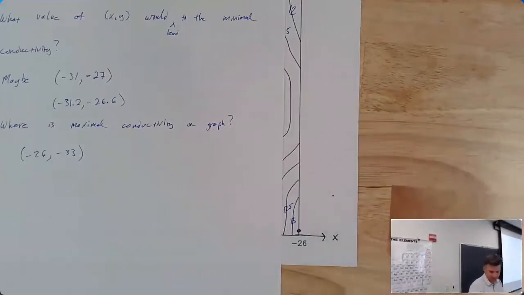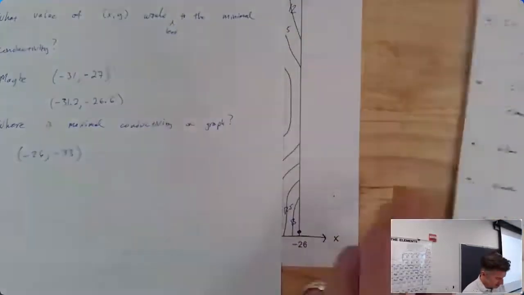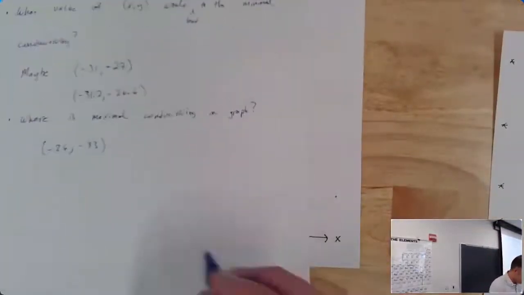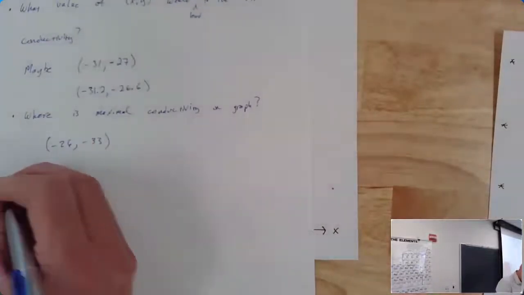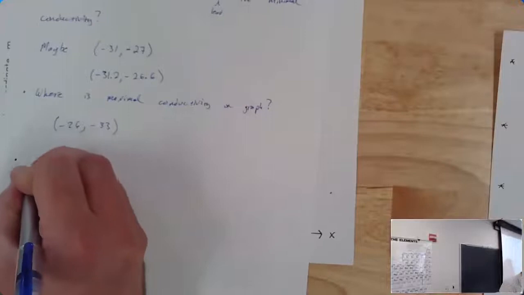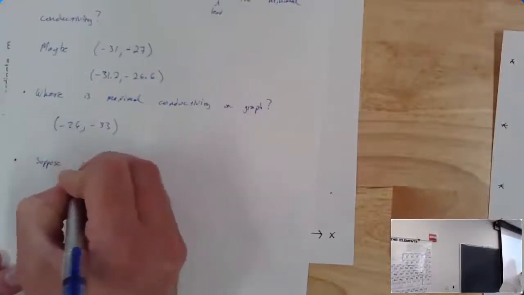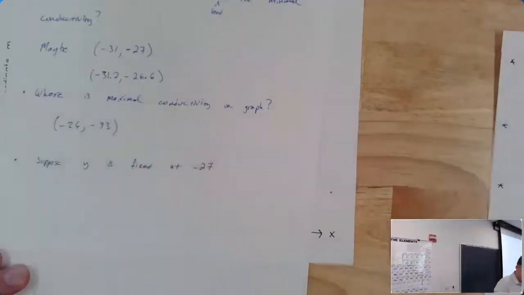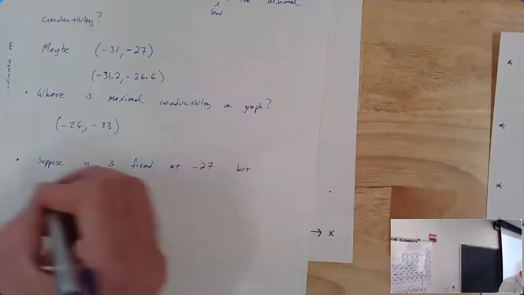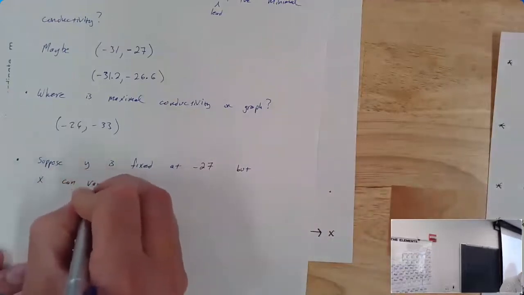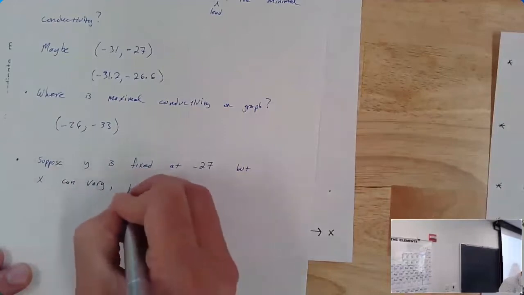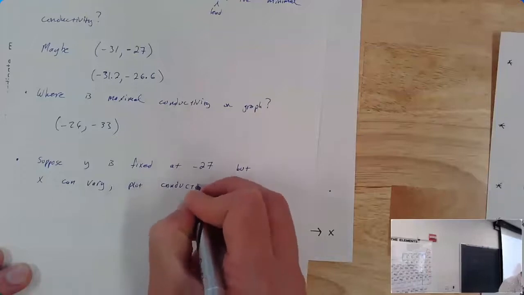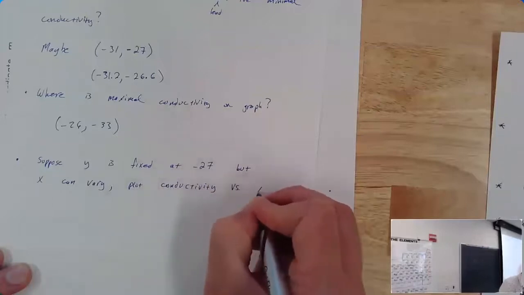The last thing we want to ask is questions. Oh, we got it. This last question on this kind of handout thing is definitely the hardest question to answer, in my opinion. So we'll do 2 of these. Let's pretend or suppose that y is fixed at -27, but x can vary. We want to plot conductivity, which is our z thing, versus the x coordinate.